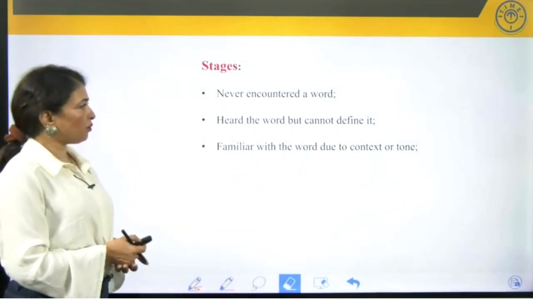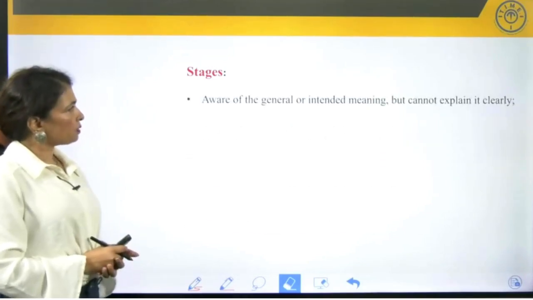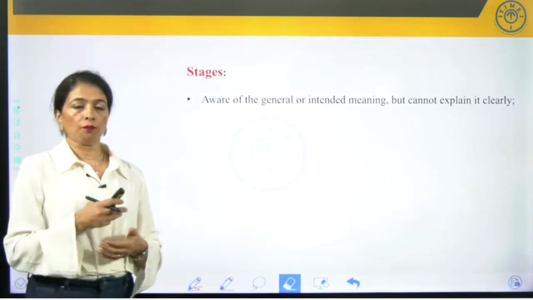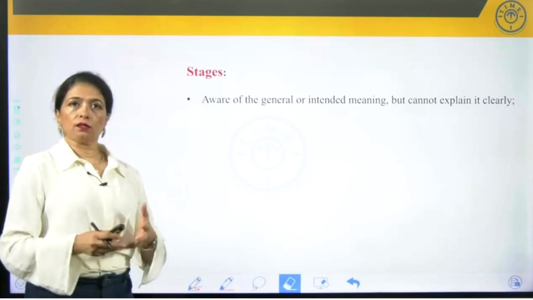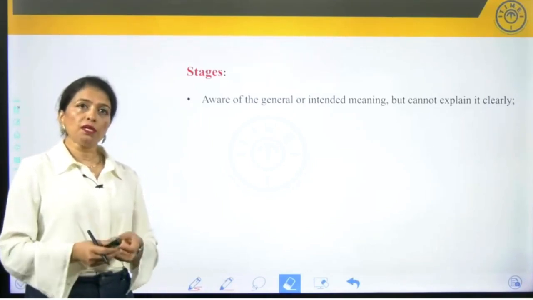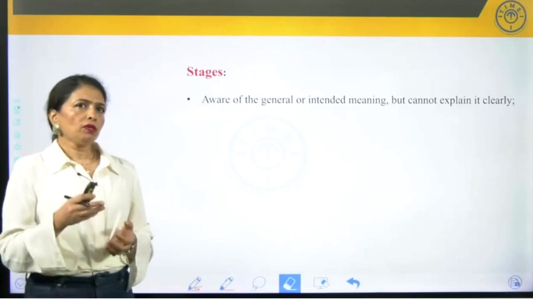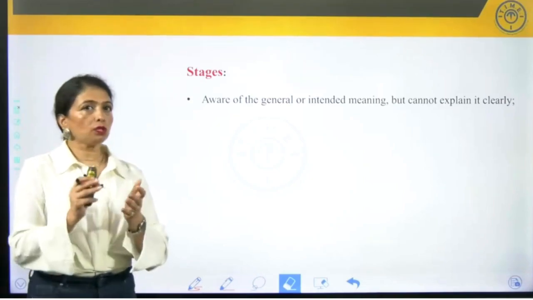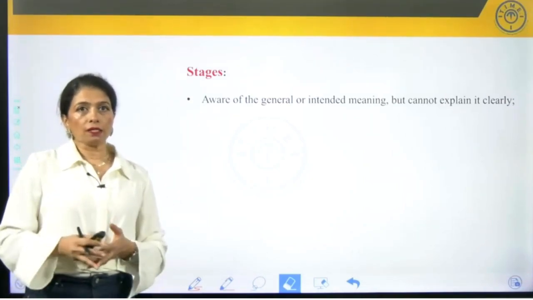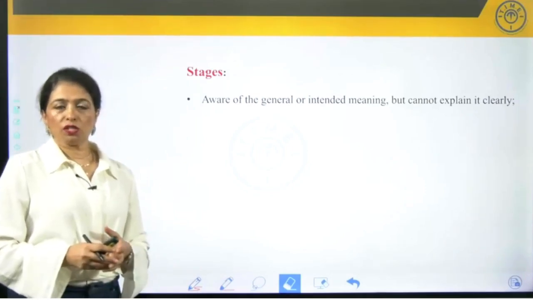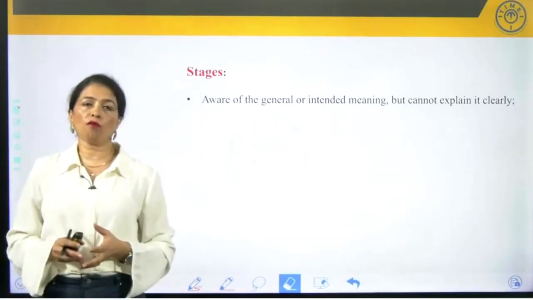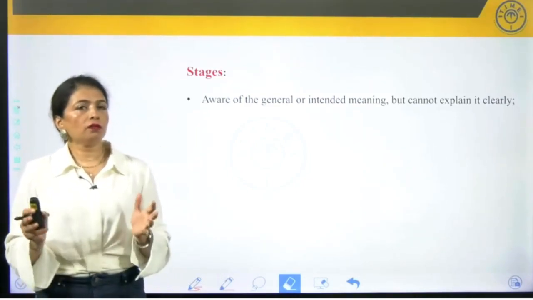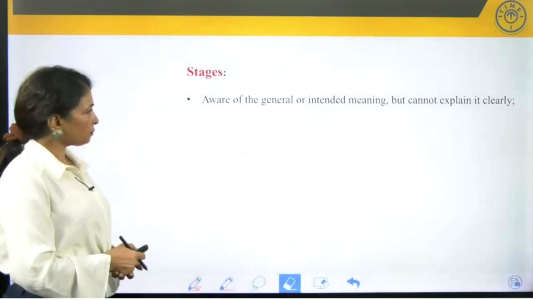So, these are the first three stages, and then we come to another stage where we are aware of the general or intended meaning but cannot explain it clearly. So we have so many words in our lexicon, we do know so many words, but there could be words which we know mean this, but then if you are asked to explain it, you will not be able to at all. In my classes, I come across so many situations in which my students are aware of what a particular word means. They understand it, but then if I ask them to define it, then they are at odds. So, this is that stage.